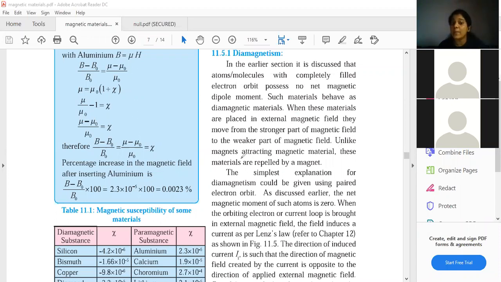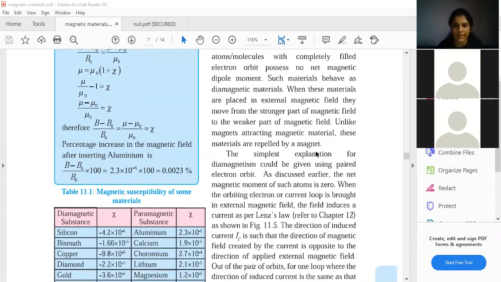Unlike magnets attracting magnetic materials, these materials are repelled by a magnet. So we have seen in that YouTube experiment, right? When you bring an external magnet, the diamagnetic material repels it. It opposes the external magnetic field. Okay, fine. Let's move ahead.